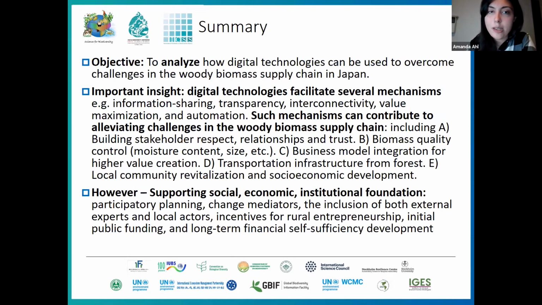So yeah, in summary, I think an important insight here is that digital technologies can facilitate many different kinds of mechanisms, from information sharing to transparency to automation, and that these mechanisms in turn can help alleviate challenges in the supply chain that we identified earlier. But at the same time, whether we're going to use digital tech to support woody biomass or mapping of a forest to understand biodiversity, I think this needs supporting foundations. So participatory planning, change mediation, public funding, for example, until these solutions can be self-sufficient.